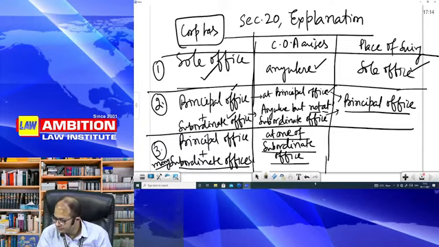Or you can seek permission of the court, leave of the court. So A doesn't talk of this. This is only in the B clause. So there is a difference between the two.